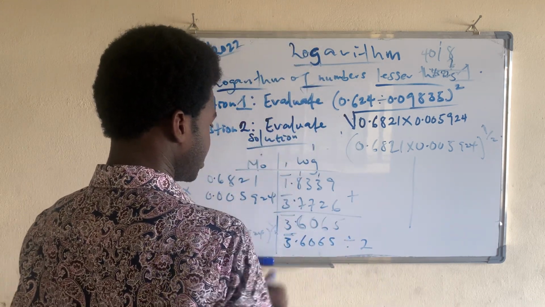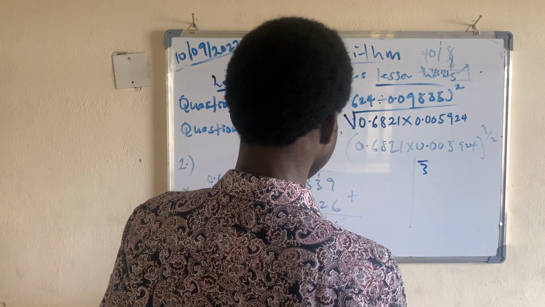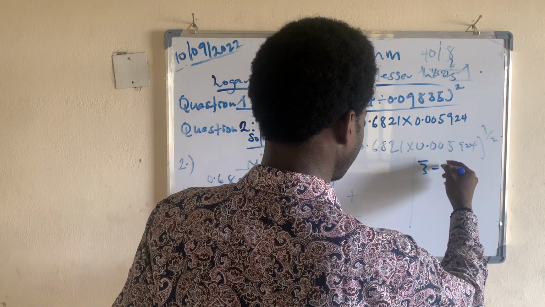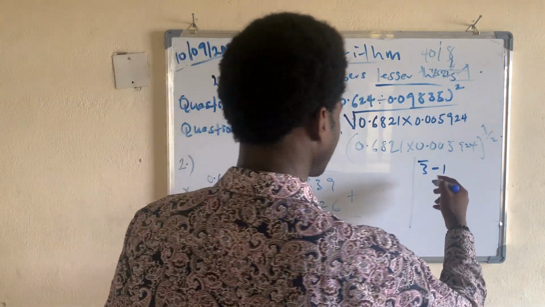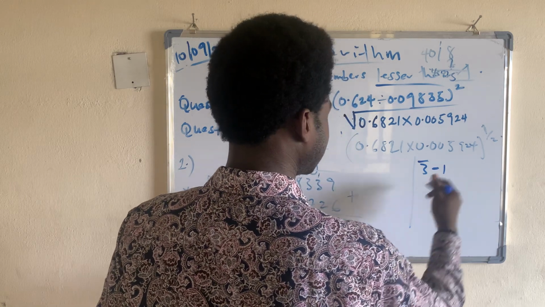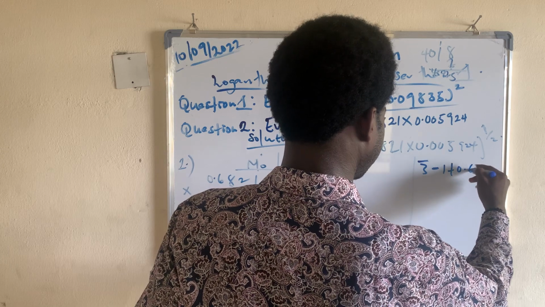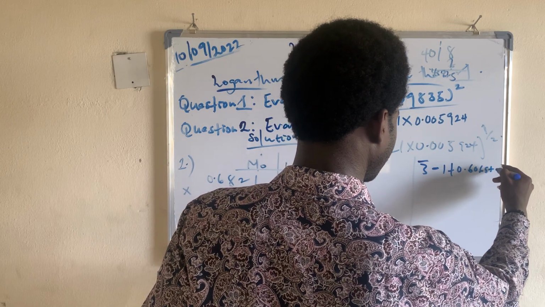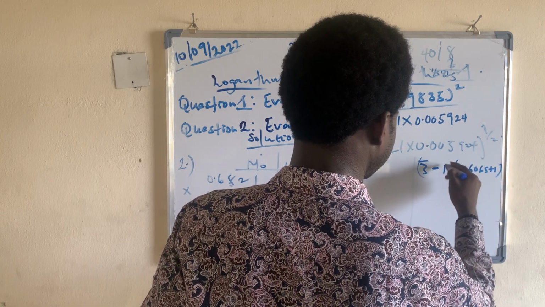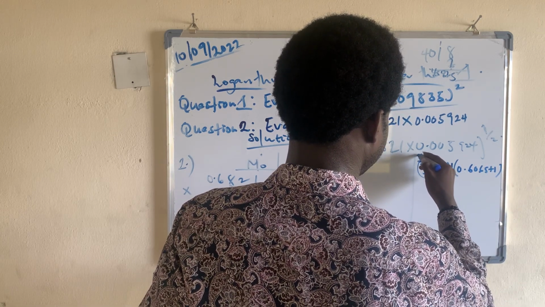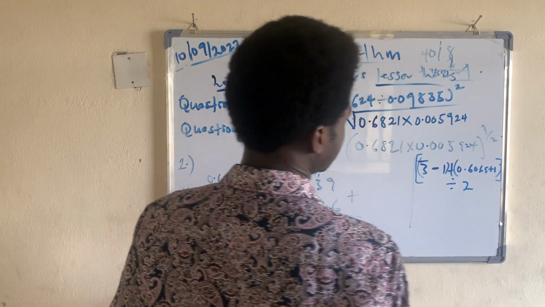So I will add -1. I'll be adding -1 plus 1 to this expression. So I can write this as plus 0.6065 plus 1, all this like this, then divided by 2.